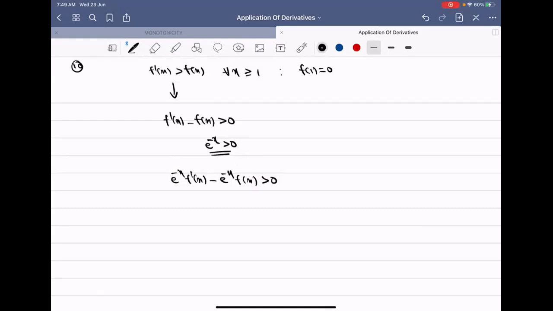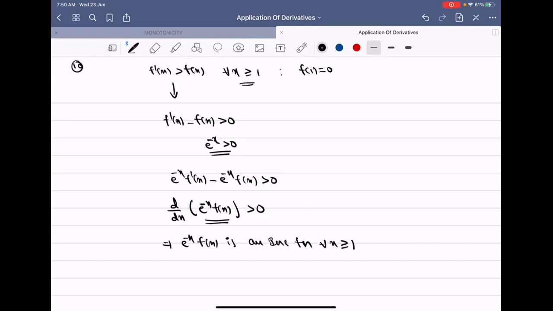e power minus x into f of x. Yes, this is the differentiation, d by dx of e power minus x into f of x. So, the differentiation of e power minus x into f of x is positive. That implies e power minus x into f of x is an increasing function for every x greater than or equal to 1.